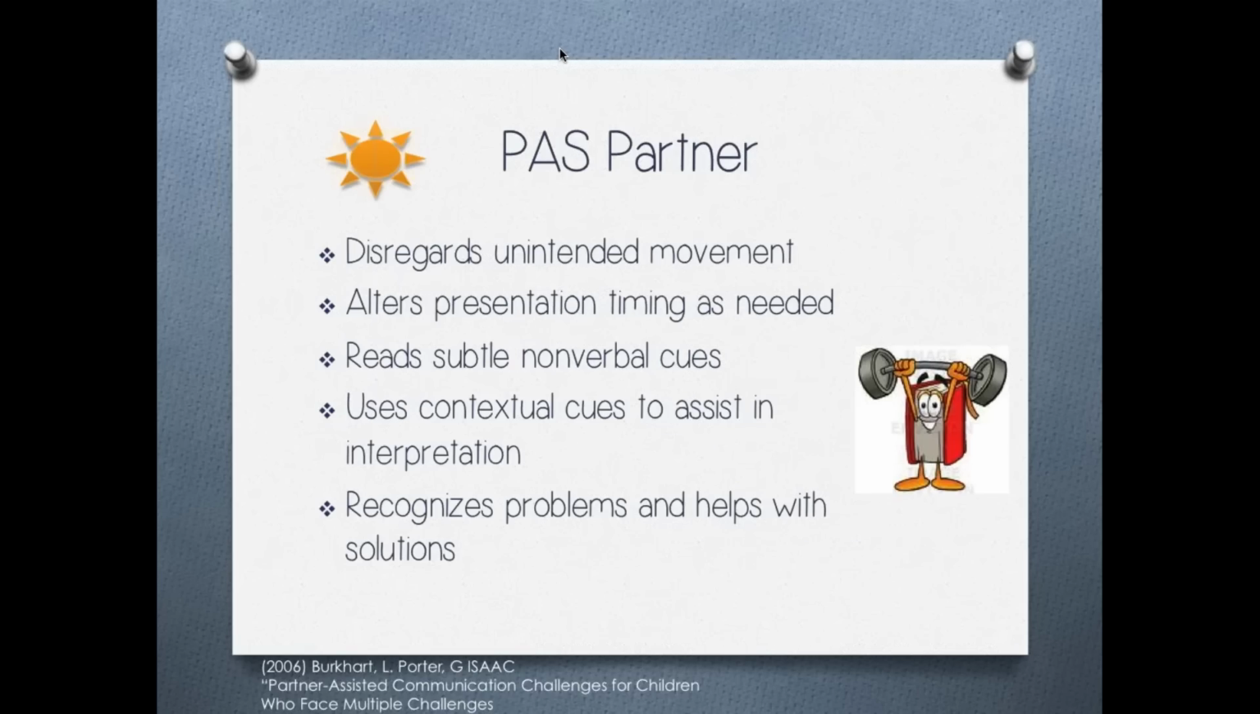So these are some of the guidelines that came from Linda Burkhart and Gail Porter in their presentation at ISAC on partner-assisted communication. These are some of the things that the partner can offer over, say, a switch. If there's unintended movement that a switch might pick up, a partner can ignore that, right? They can control the timing, as I said before. If they notice that they need to pick up speed because the person is fatiguing or losing attention, they can look at their facial expressions and nonverbal cues and reply to that.